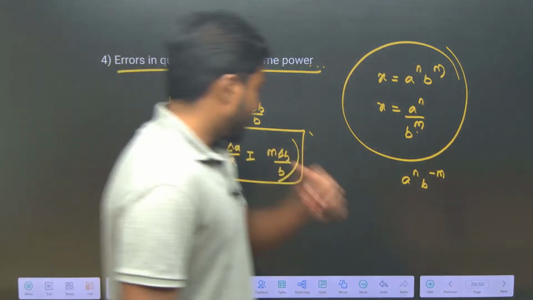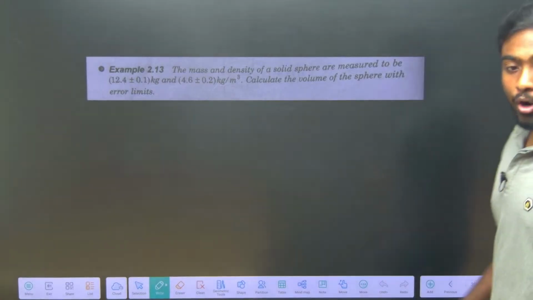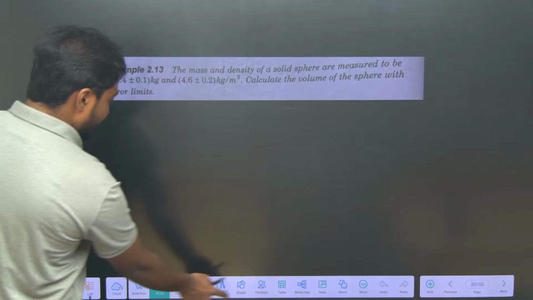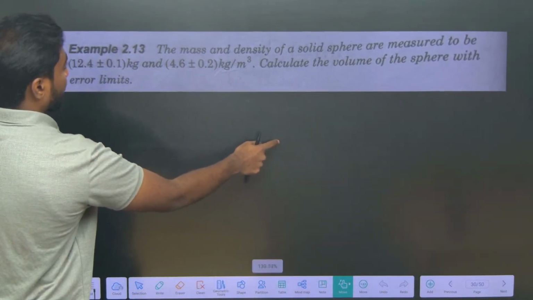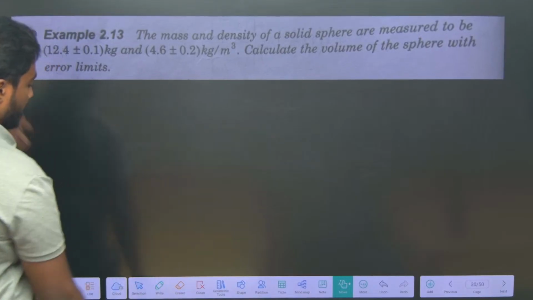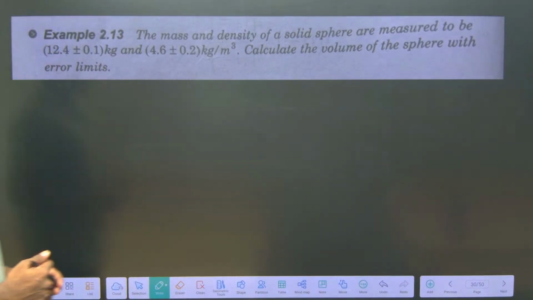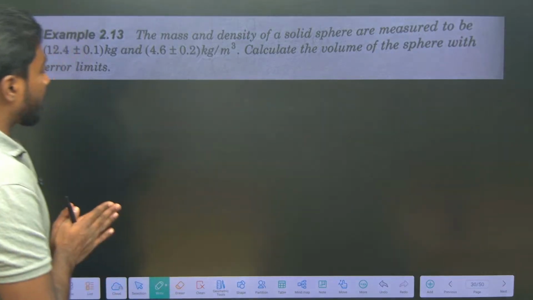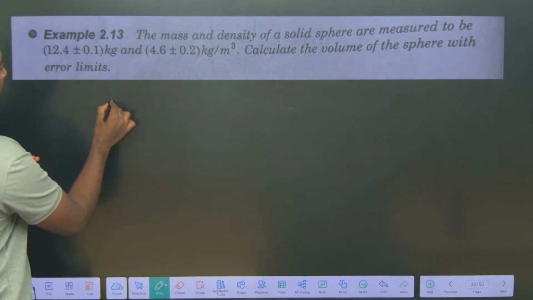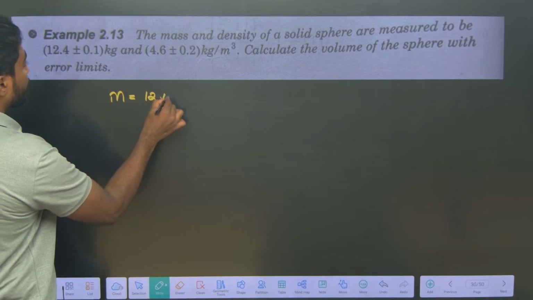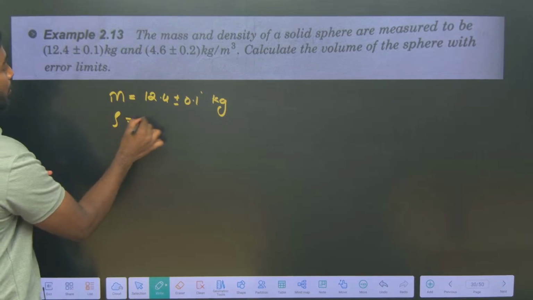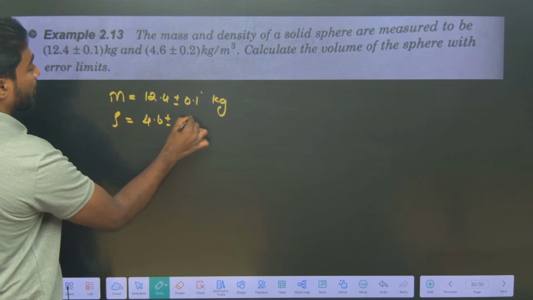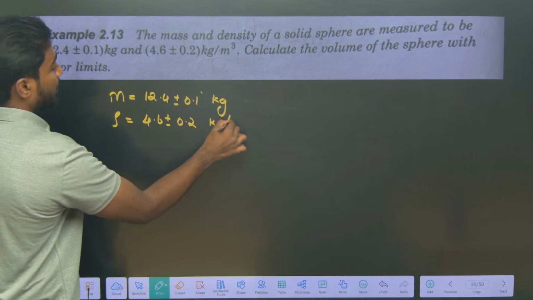Okay guys, we'll see the sum now. Hope you got every formula for this. Now I will do a sum over here, so that you can understand clearly by seeing the sum. The mass and density were given. Mass M is equal to 12.4 plus or minus 0.1 kg, and density rho is equal to 4.6 plus or minus 0.2 kg per meter cube.